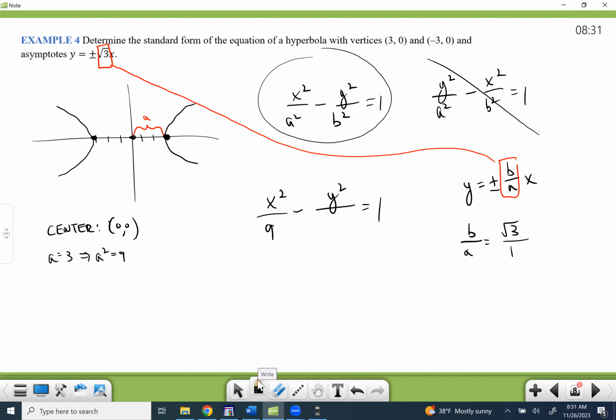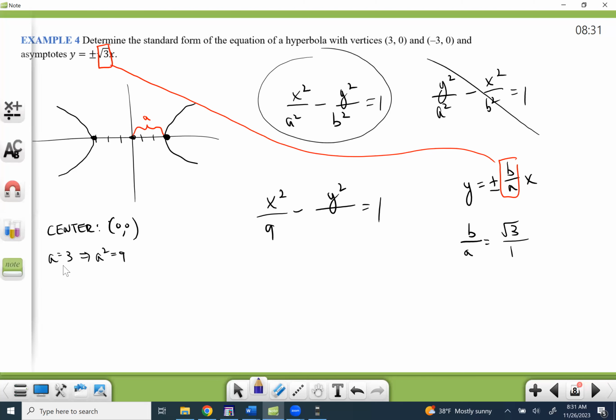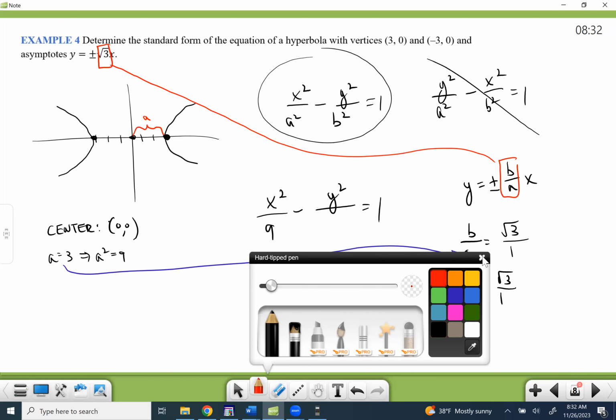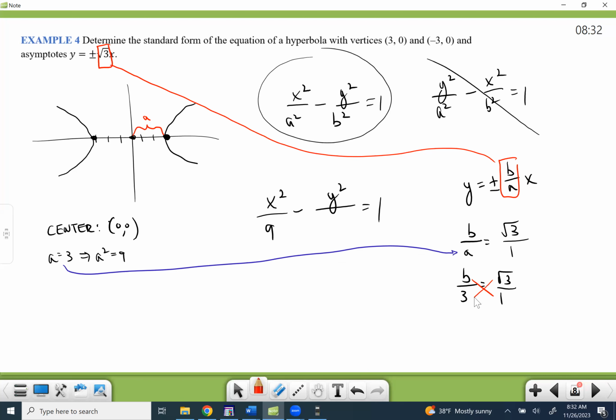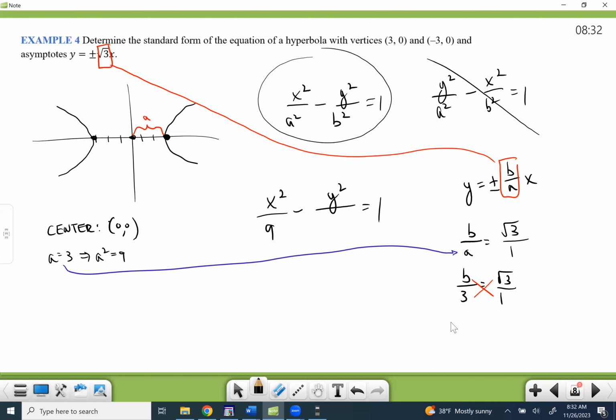Okay, we know a, you guys. So we're going to fill a in. We're going to take the fact that a is 3 and drop it in right there. And then we'll cross multiply. On this one, you could have done other ways besides cross multiplying, but I'm going to do it just so that you get used to it. All right, b times 1 is b, and 3 times root 3, well, that's 3 root 3.